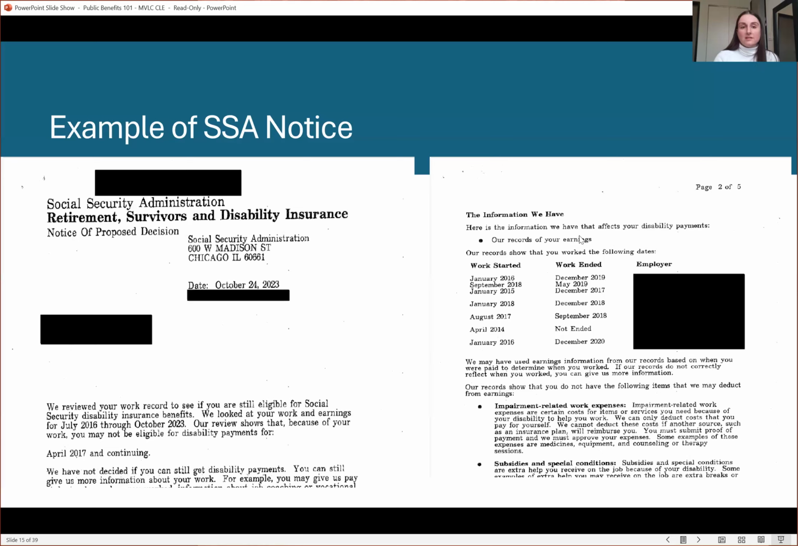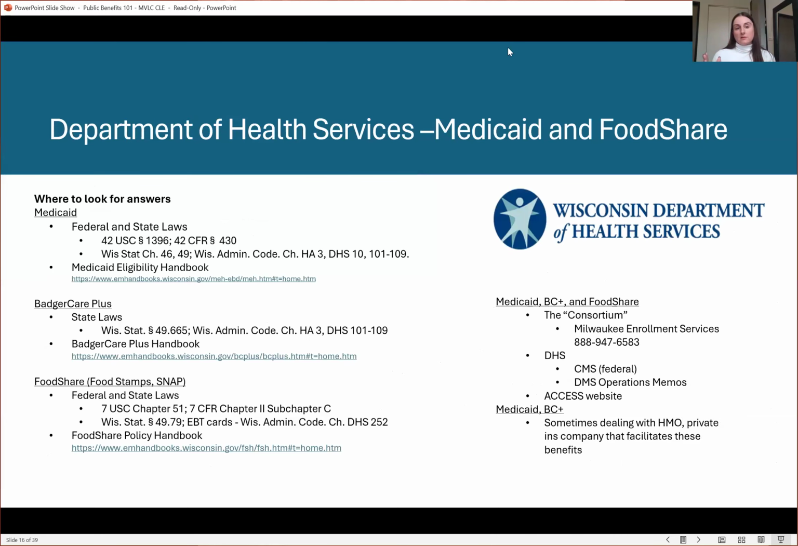Okay, moving on to the Department of Health Services, which covers Medicaid and FoodShare. Where to look for answers, there are federal and state laws that apply to all of these programs. Not BadgerCare, there aren't really federal laws per se, but state laws, federal laws for the others. And then the handbooks, which, like I plugged the POMS, I'll do the same for the handbooks. I would just start there.